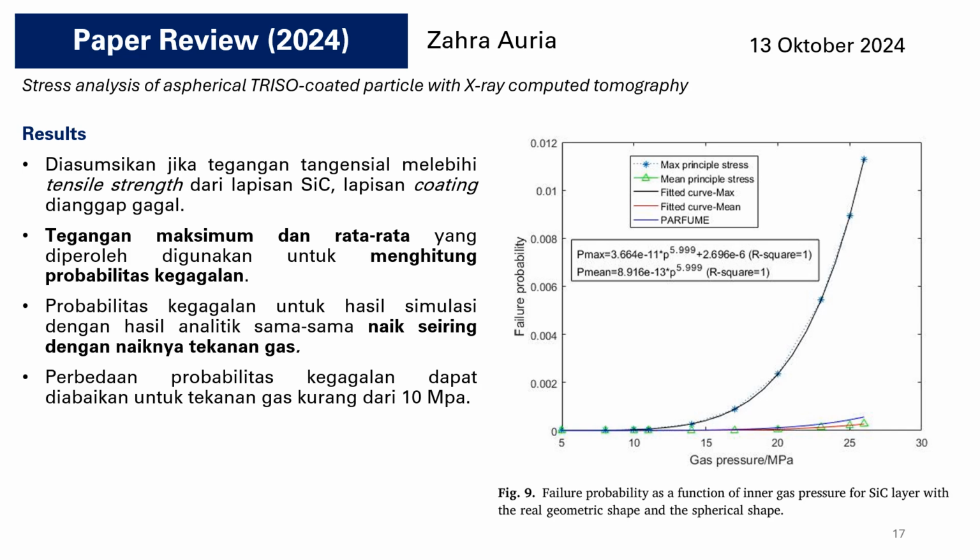We obtain the maximum stress and average stress for calculating the probability of failure. And this probability, for the simulation results and for the analytical ones, increases as the gas pressure increases. And the differences in probability can be neglected if the gas pressure is under 10 megapascal.